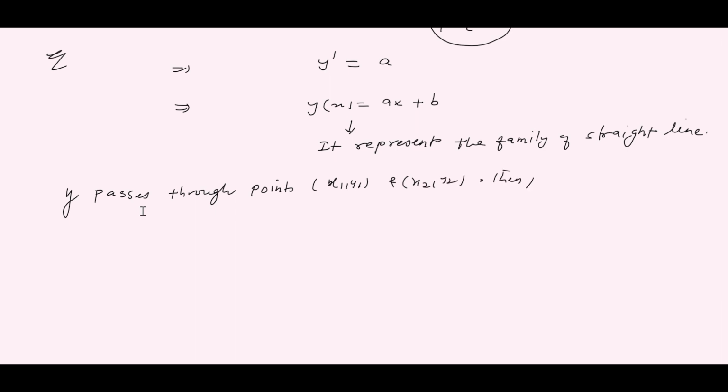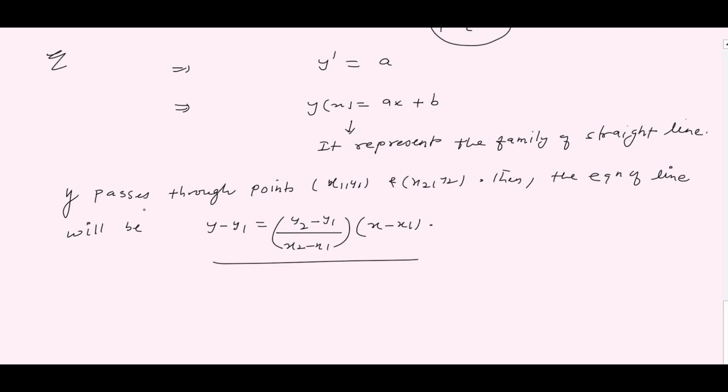Then the equation of the line will be y minus y1 is equal to (y2 minus y1) over (x2 minus x1) multiplied by (x minus x1). So this is our required final answer, and it represents this straight line.